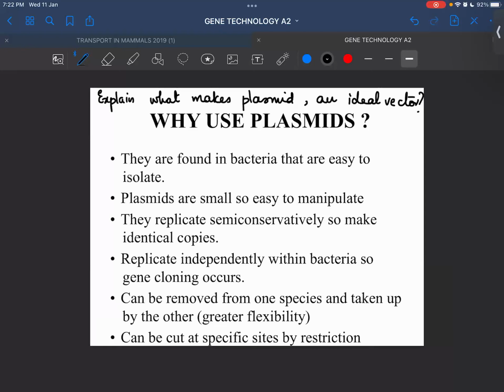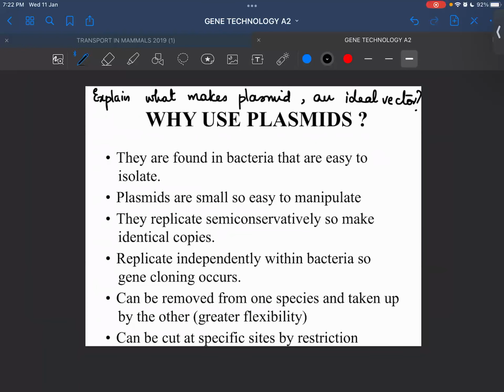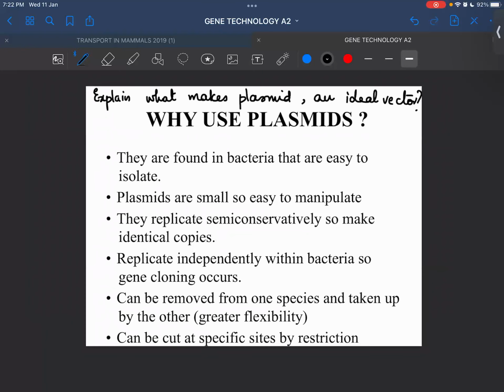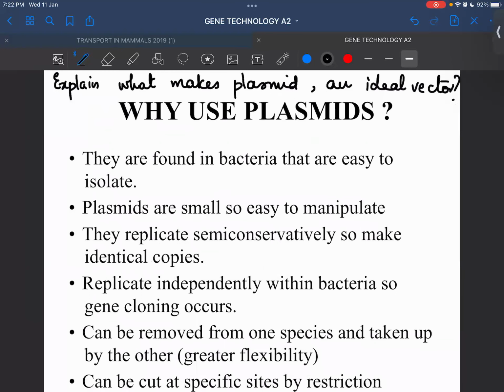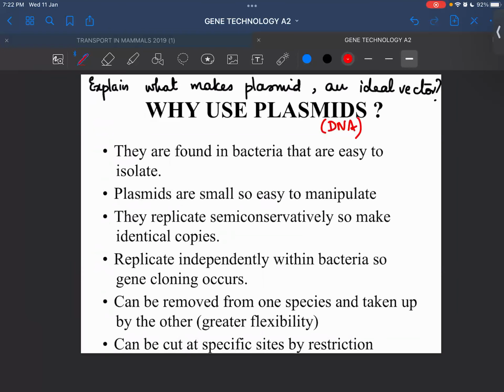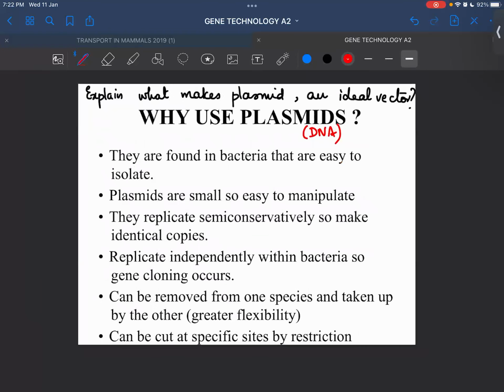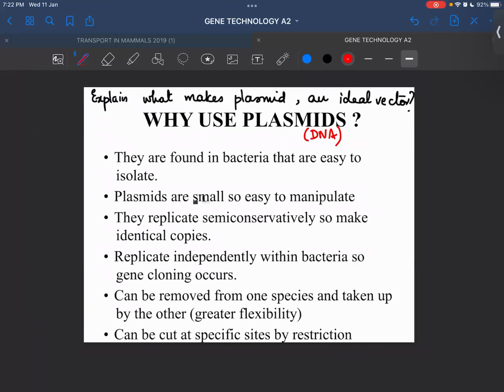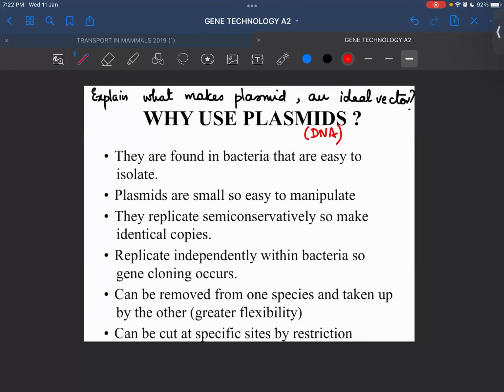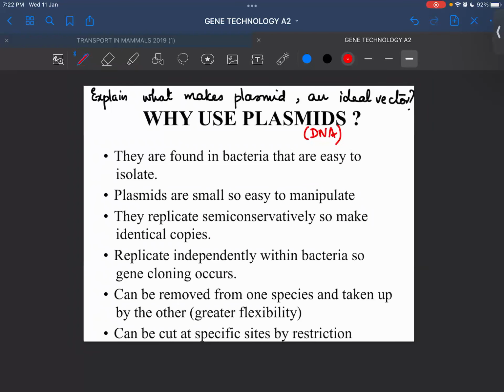A specific site, the restriction site. So now you understand what makes plasmids an ideal vehicle. Always remember that when we say plasmid, just consider plasmid as any normal DNA. We know from our AS knowledge that all DNA replicates semi-conservatively. So just like chromosomal DNA, human chromosomal DNA, or plasmid DNA, or the bacterium's own loop of DNA, all these DNAs replicate semi-conservatively.